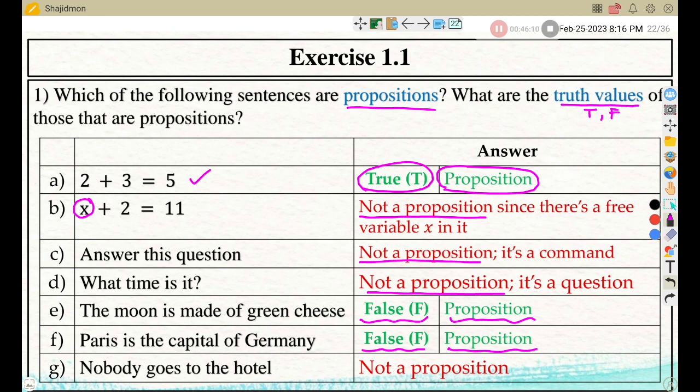Now question number G. Nobody goes to the hotel. We don't know the truth value, correct? Nobody going to the hotel is just a statement only. So it is not a proposition. Nobody goes to the hotel because it is crowded, like that. It is not a proposition. Okay. Now I will go to the second question. I hope you understood how to write proposition or not.